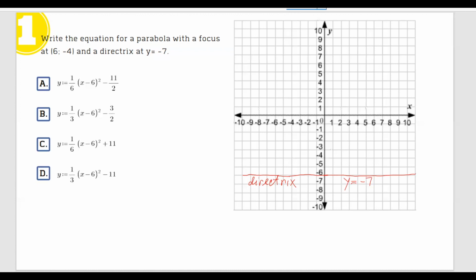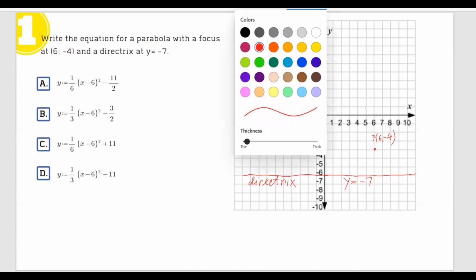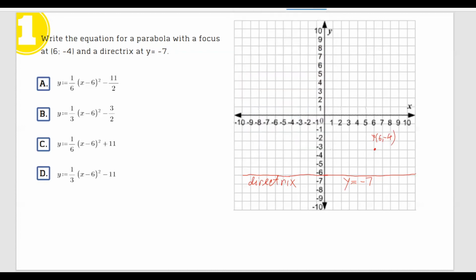And the focus point of the parabola is at (6, -4). So we go here, 6, 2, 3, 4. This is the focus point of the parabola, (6, -4). And now we know the vertex of the parabola is in the middle distance between the focus point and the directrix. So the vertex of the parabola is going to sit here, and our parabola is going to look something like that. There you go.